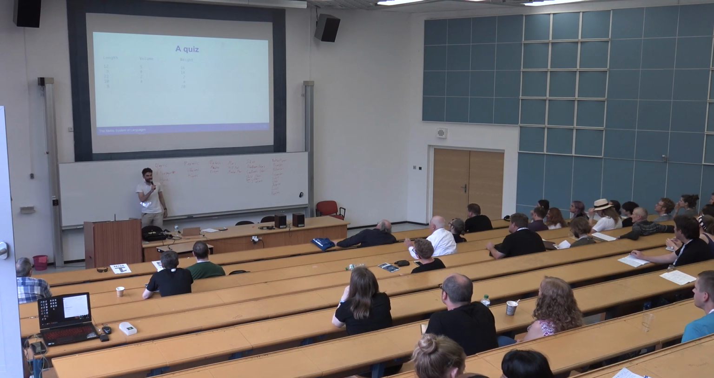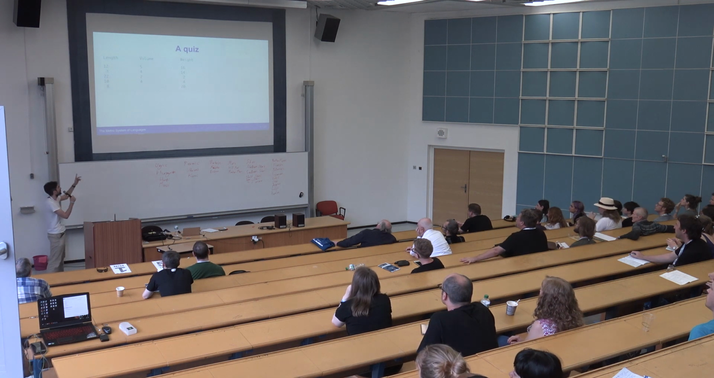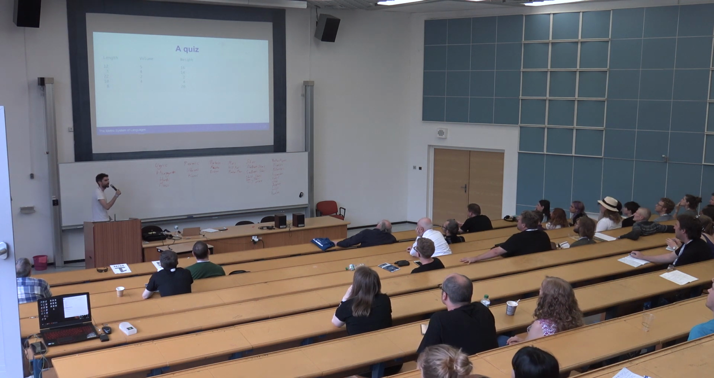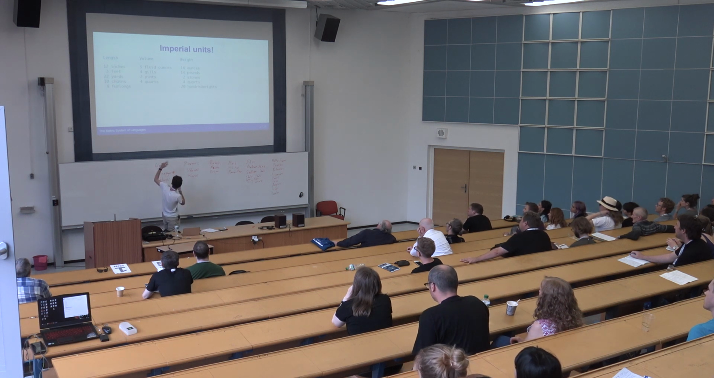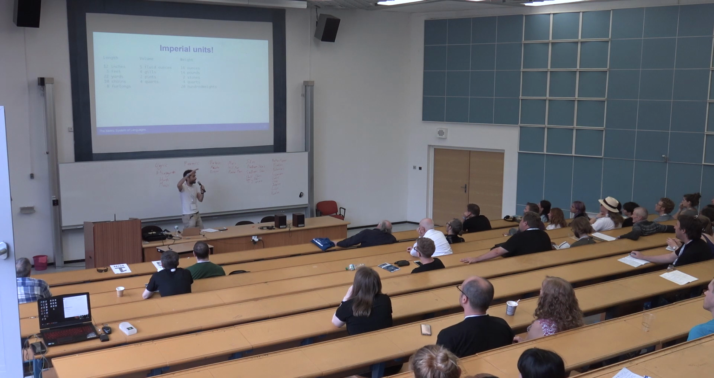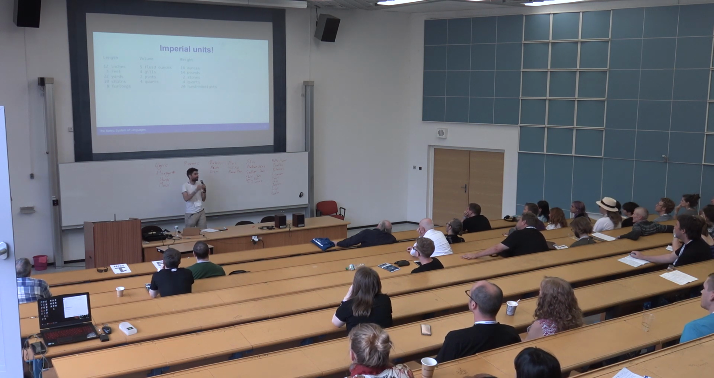So, I begin with a quiz. What is this? Give me some answers. What could this be? Some ideas? No? Think. No idea? Vowels? No. Okay, so it's the imperial units. This is how they calculate: 12 inches is 1 foot, 3 feet is 1 yard, 20 yards, and so on. This is the measurement system they use in the United States. Can you imagine?